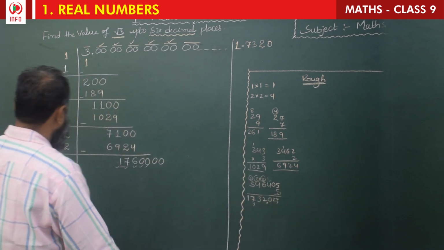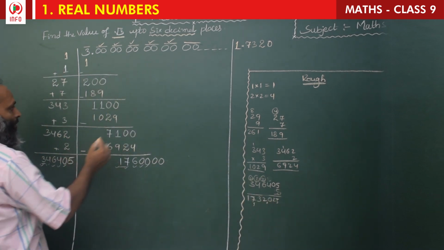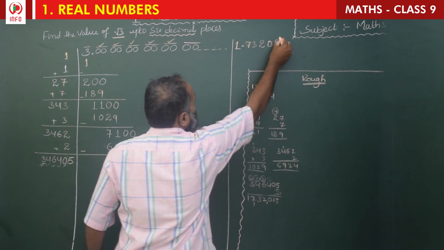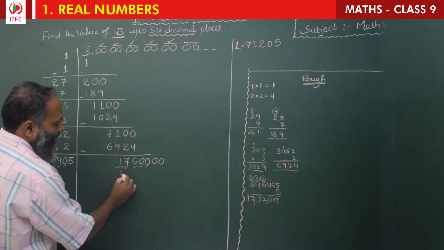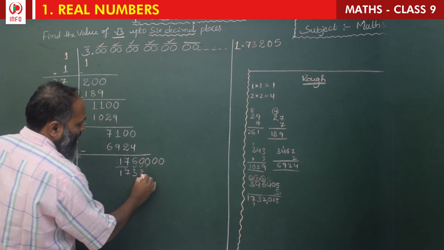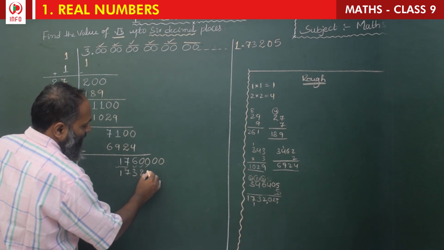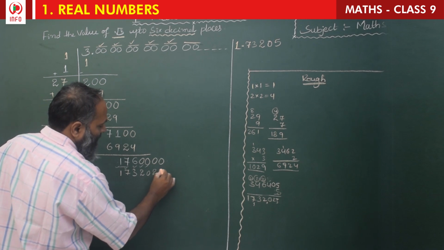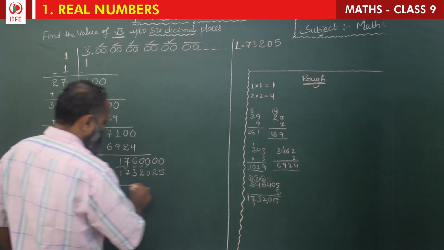So that we should take 5s are. Here 5 and here 5. So that means 1 lakh 73,000. So 17 lakhs 32,025. Now subtract.